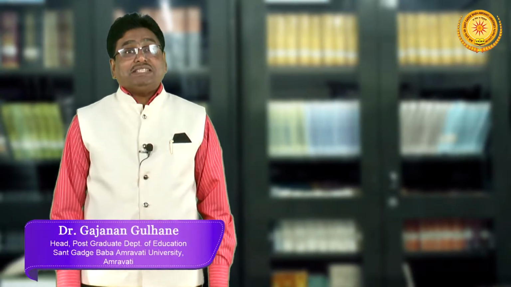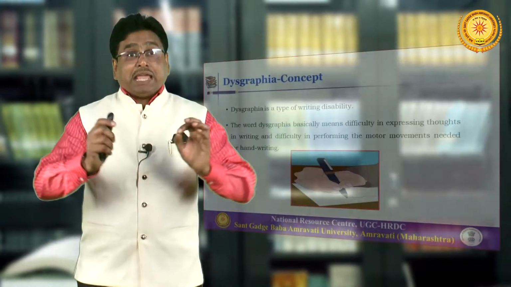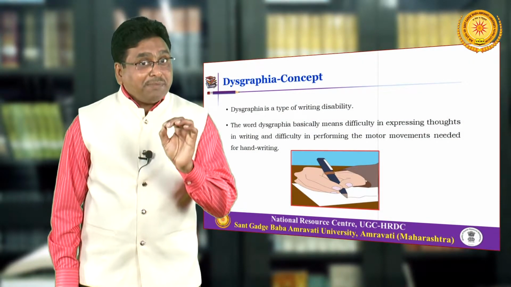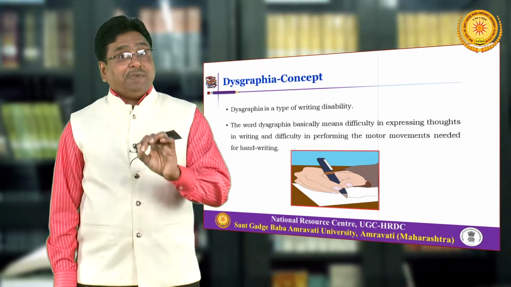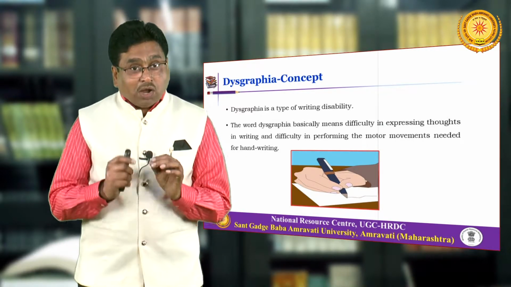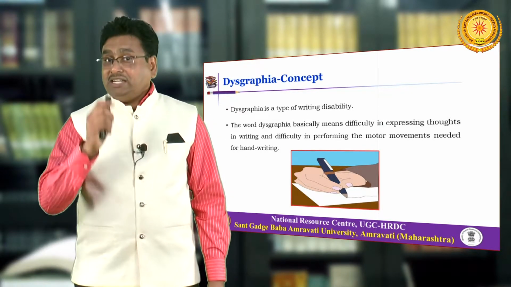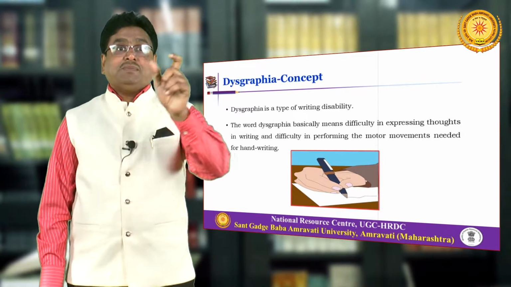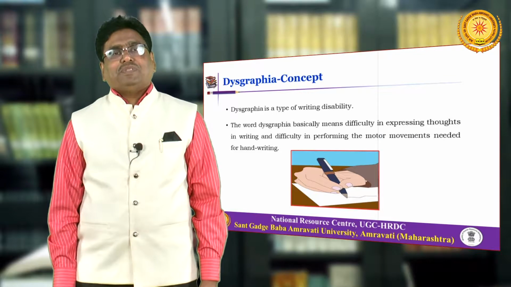Earlier, we have discussed the concept of dyslexia and its causes. Now, we shall discuss the second type of learning disability, that is dysgraphia. Dysgraphia is a type of writing disability. The word dysgraphia basically means difficulty in expressing thoughts in writing and difficulty in performing motor movements needed for handwriting.